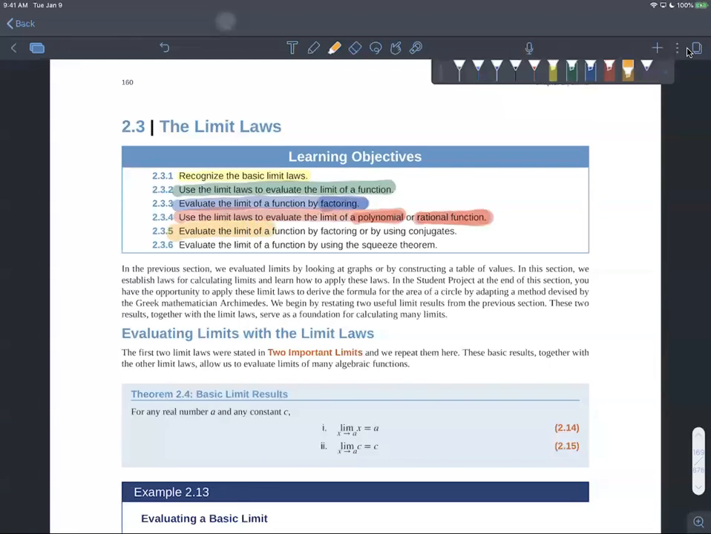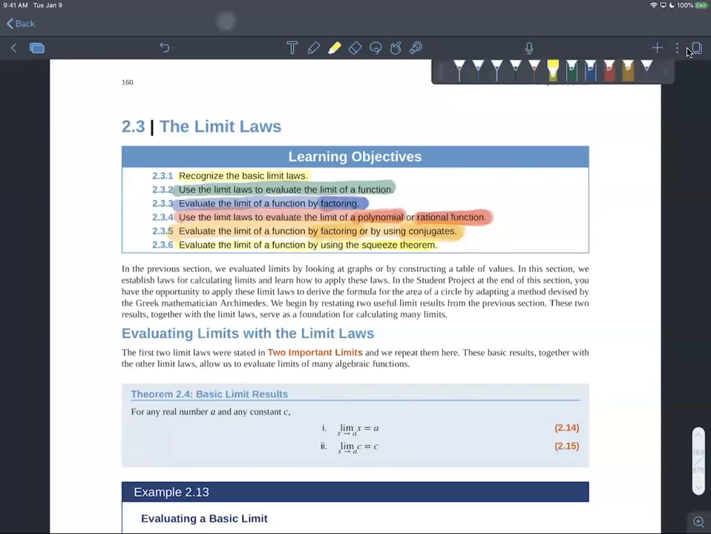Evaluate the limit of a function by factoring or by using conjugates. Okay, so again, with factoring and maybe using conjugates, those are important methods to know. And then finally, evaluate the limit of a function by using the good old squeeze theorem.